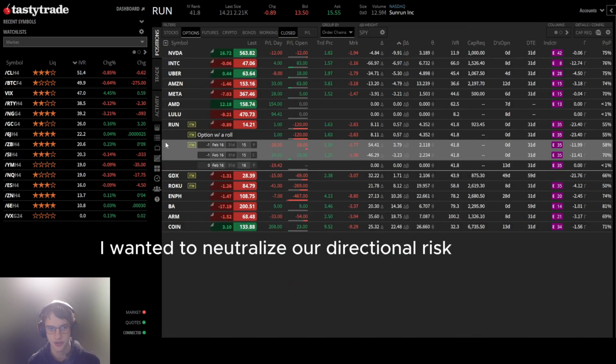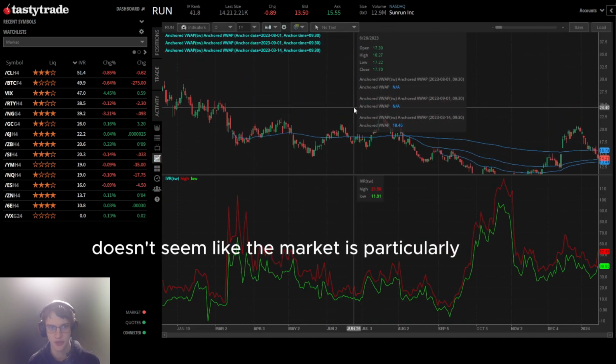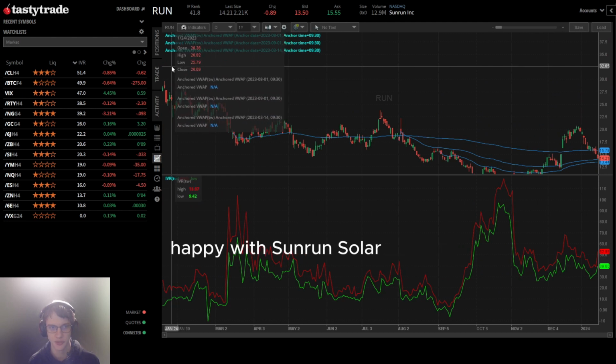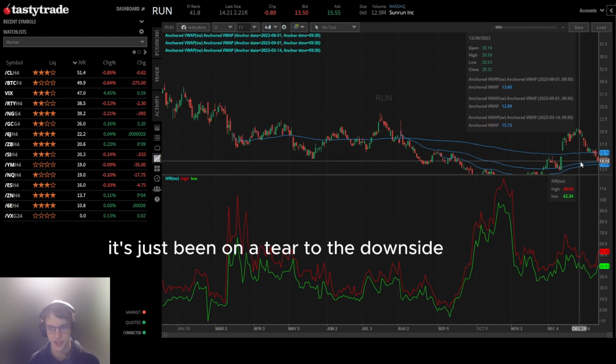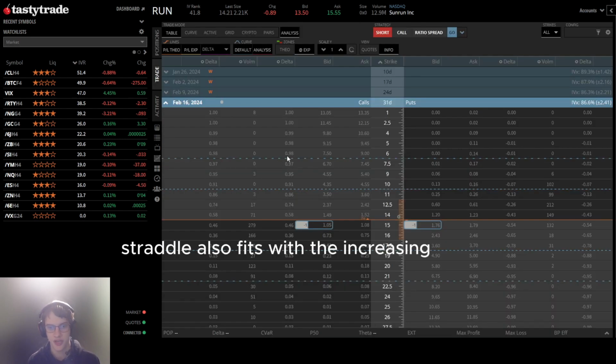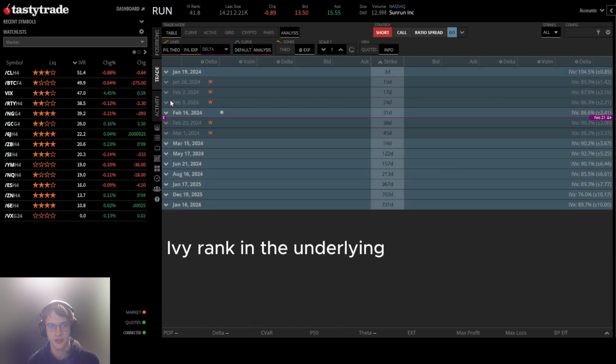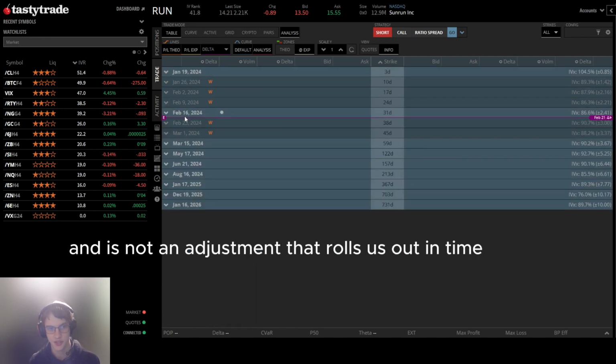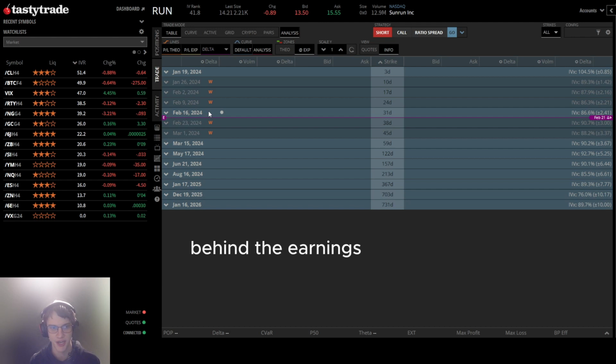I wanted to neutralize our directional risk. Doesn't seem like the market is particularly happy with Sunrun Solar. It's just been on a tear to the downside, and if that continues, I want a little bit more room. This at-the-money straddle also fits with the increasing IV rank in the underlying and is not an adjustment that rolls us out in time behind the earnings, similarly to the Roku adjustments.